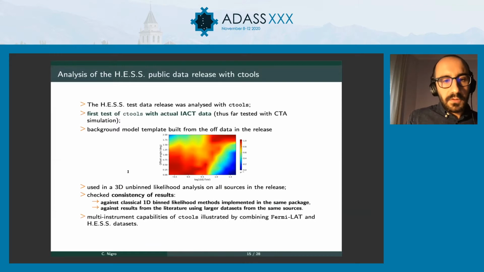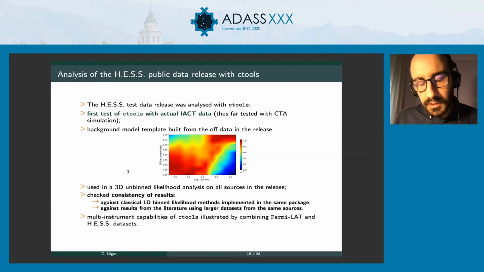It is the first test of these tools with actual IACT data, because so far the tools were tested with CTA simulation. A background model is built from the off data in the release, and then they used a 3D binned likelihood on all the sources in the release. The consistency of the results is checked against classical 1D binned likelihood methods, because the standard method that we use with the current generation of Cherenkov telescopes is the 1D binned likelihood analysis. And this is also implemented in the science tools.